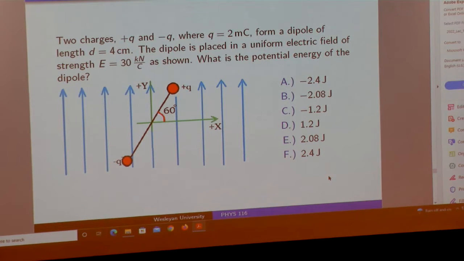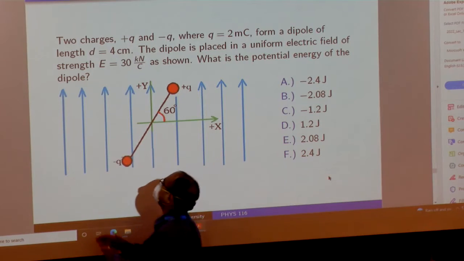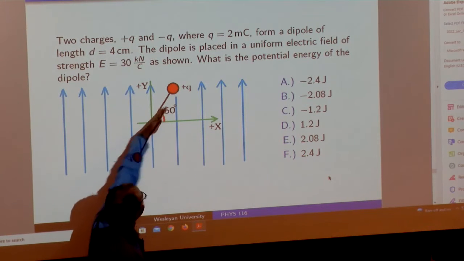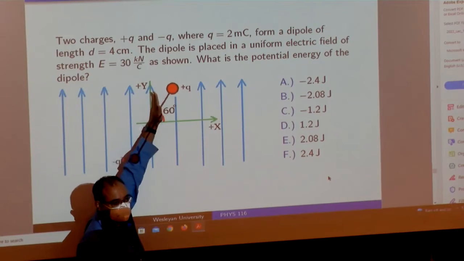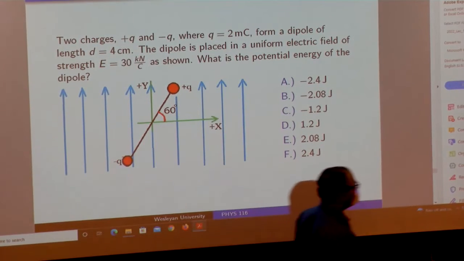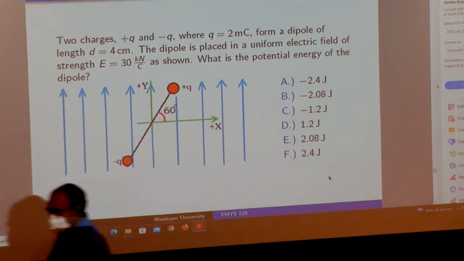And how do we find theta? What is theta? Theta is the angle between the dipole moment and the field, right? If you're taking a dot product between P and E, it's the angle between the dipole moment, which points like this, and the field, which points like this, which is just 30 degrees. Okay? So the rest of it I'm sure you got right. Just be careful with the angles.